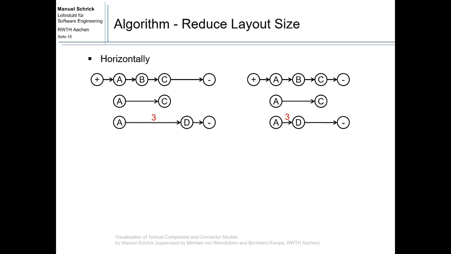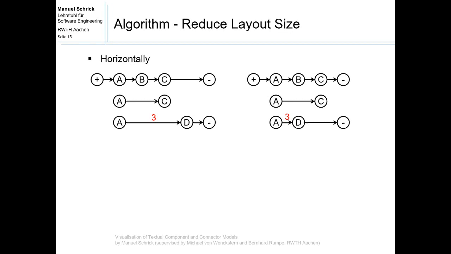And in the second step, we do the same thing basically horizontally by scanning through all the nodes and checking if we can move the respective node to the left. And if this is the case, then we do so. In this example, we can move node D 2 columns to the left, and by doing so, between C and D there is an empty column that we can remove from the table.